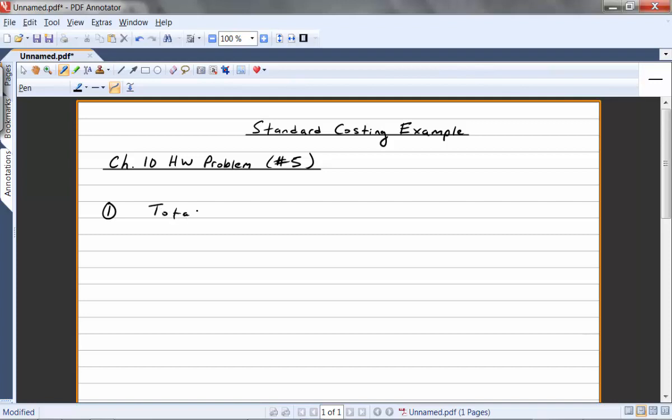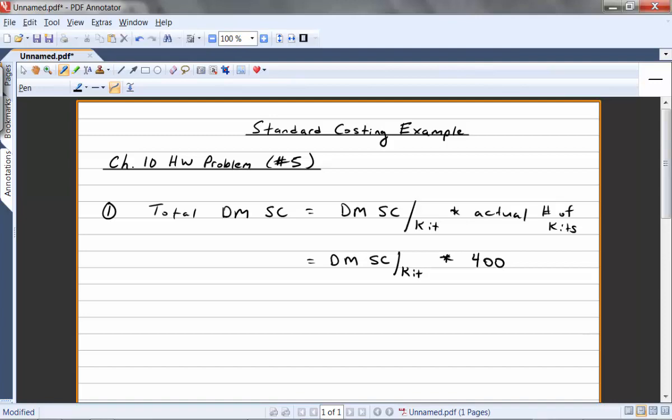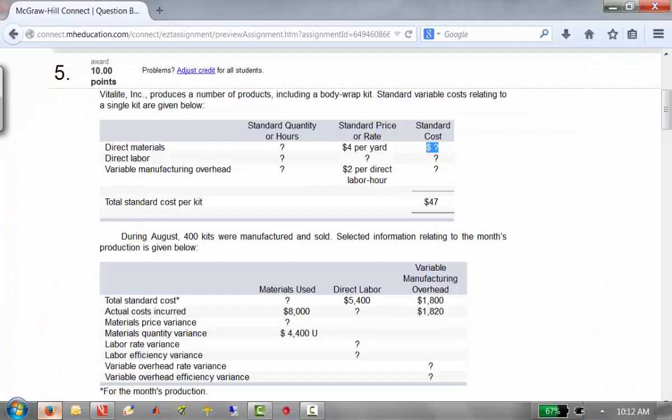So let's write down here total direct material standard cost. We know this is what we want. We know it's the direct materials standard cost per kit times the actual number of kits. We know the actual number of kits, they give that to us, but they don't give us the direct materials standard cost per kit. We know they actually made 400 kits this month. They told us that, right? Here.